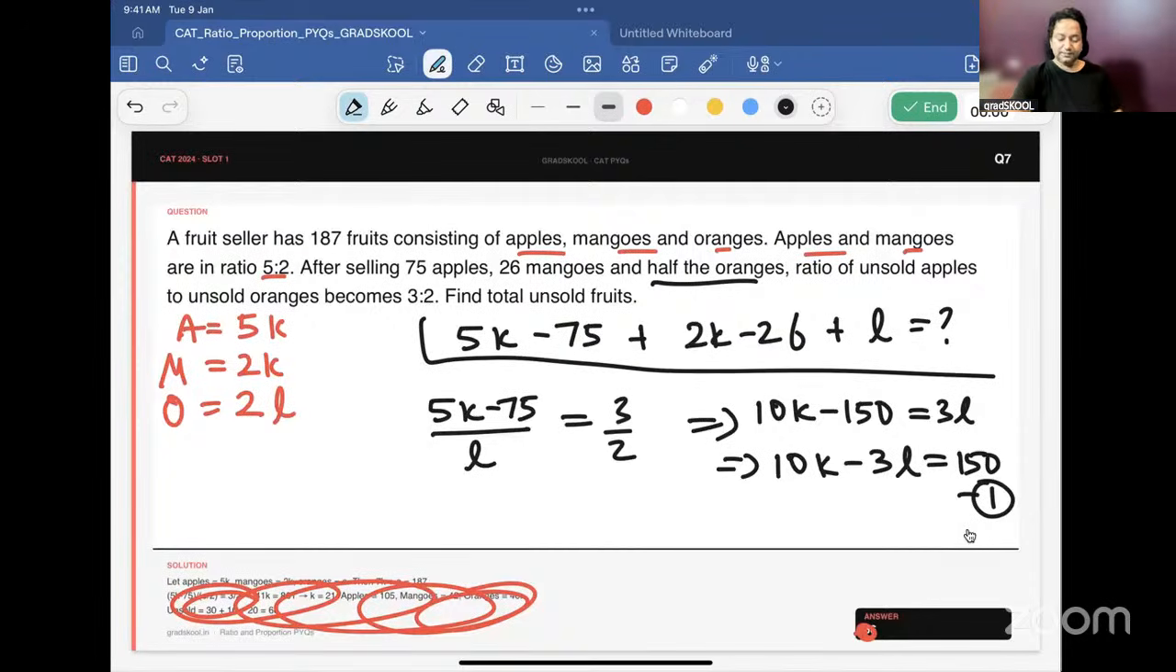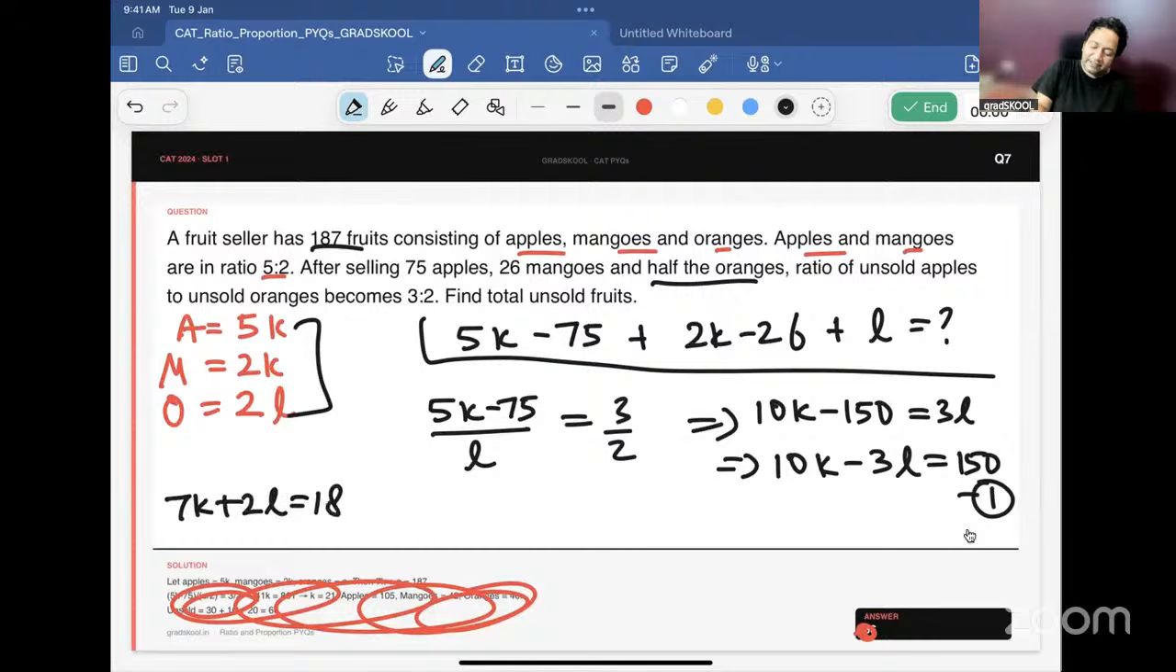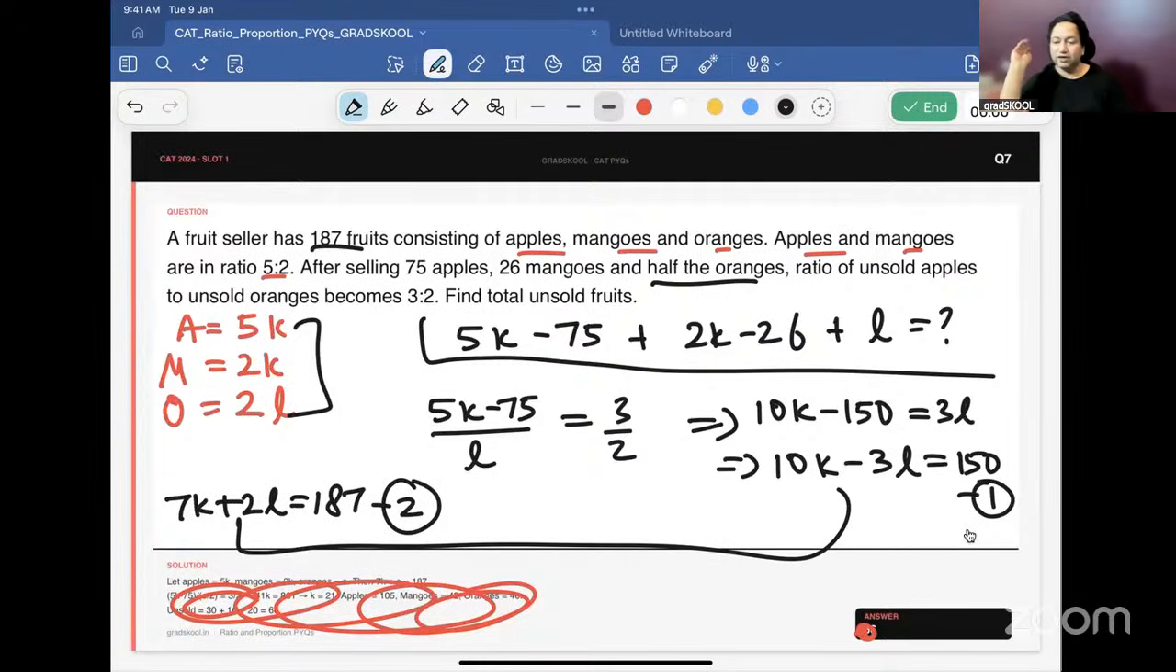Is that cool? Okay. Now, the other equation can be framed by adding these because we had 187 fruits. So 5K plus 2K, 7K plus 2L is given as 187. Let this be equation number 2. By using these two equations, I'll be able to solve the value for K and L, isn't it? And then I'll put the value here and get the answer.